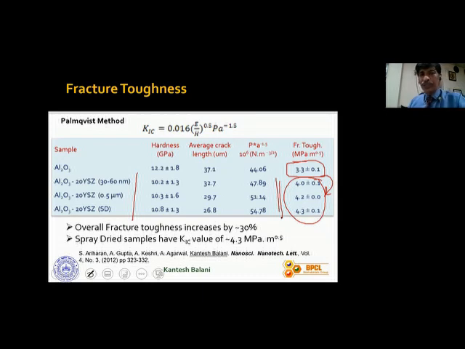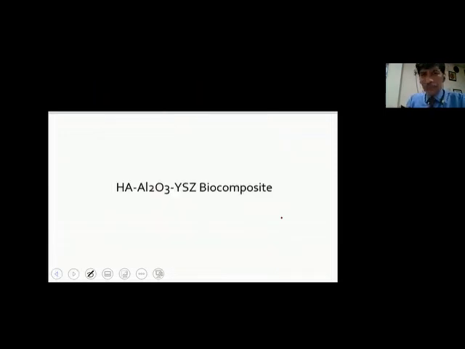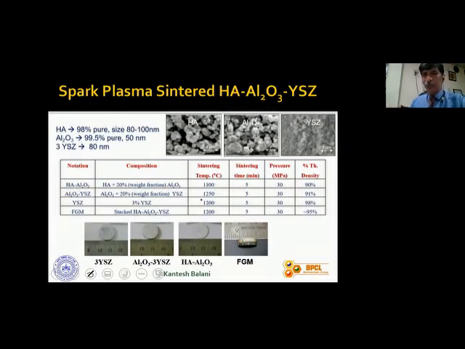So we thought, let us use this idea and make a functionally graded material. We could also attribute the crack propagation termination to yttria-stabilized zirconia and the transformation of monoclinic to tetragonal phase. So then we moved on to directly developing this functionally graded biocomposite. The process was not simple, because I have to sinter in situ all three composites: the surface, which is HAP, hydroxyapatite with alumina; the interlayer, which is aluminum oxide and yttria-stabilized zirconia; and the bulk, which is yttria-stabilized zirconia alone. Why this design?